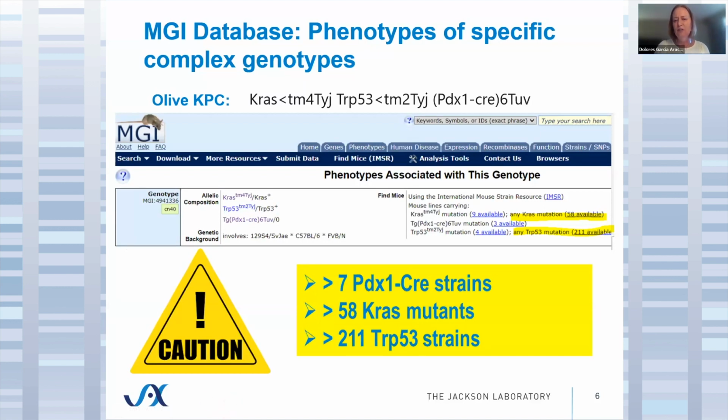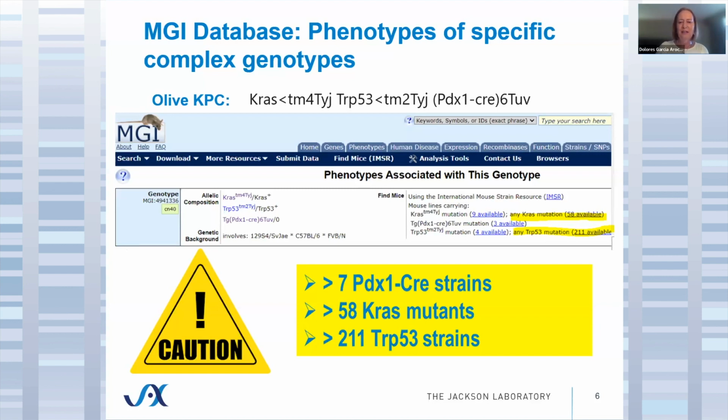In this example, I looked it up. There's 7 PDX1 Cre strains that I know of. There may be more. There's 58 KRAS mutants. There may be more. And over 211 P53 strains. So be really careful when you look into this, specifically when you're trying to replicate the phenotype of a published Cre-Lox strain, whether it is this model or any other model that you may want to see.